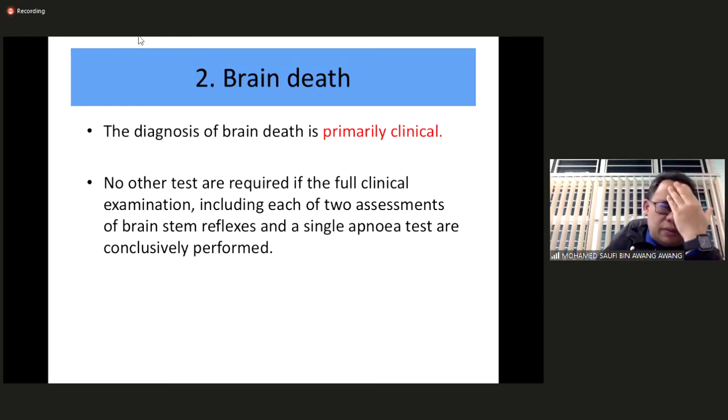Example, what situation? If somebody has severe traumatic head injury, meaning a very bad facial injury, the eyes protruding, the face doesn't look like a face anymore, how are you going to do a full brainstem function examination? Not possible. So that's where you're going to use these ancillary tests, either EEG or other things that you can utilize to confirm whether the patient is brain dead or not. So that's why I told you just now that in this country, we have already set rules on how we diagnose a patient with brain death. So primarily clinical.